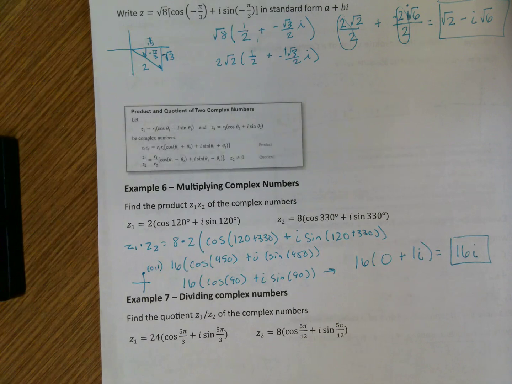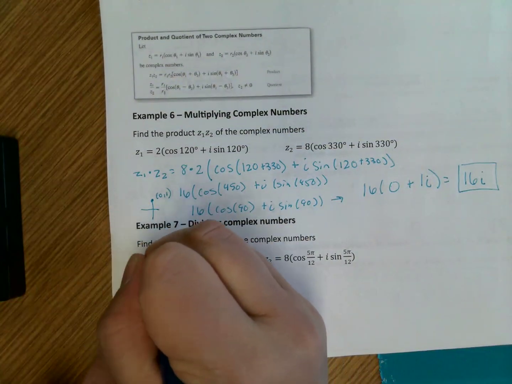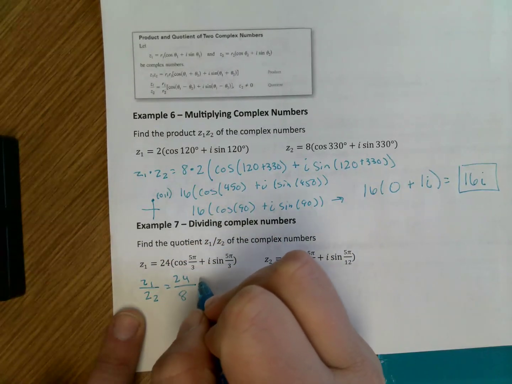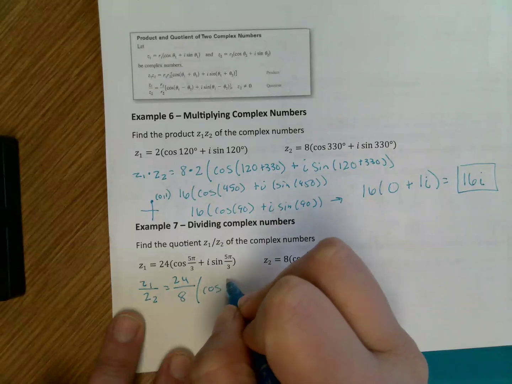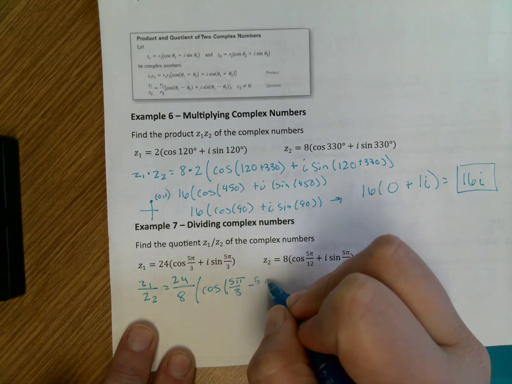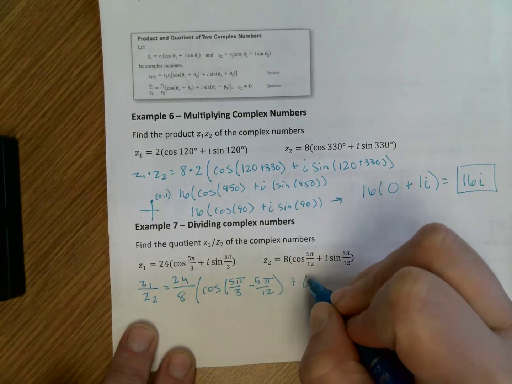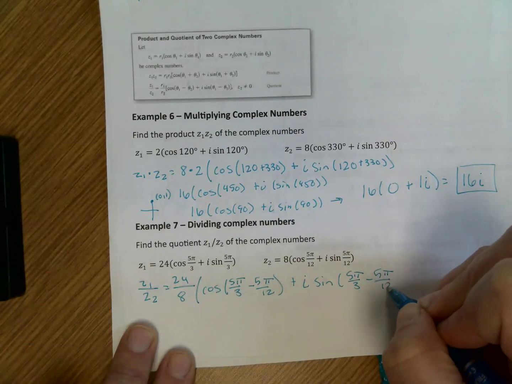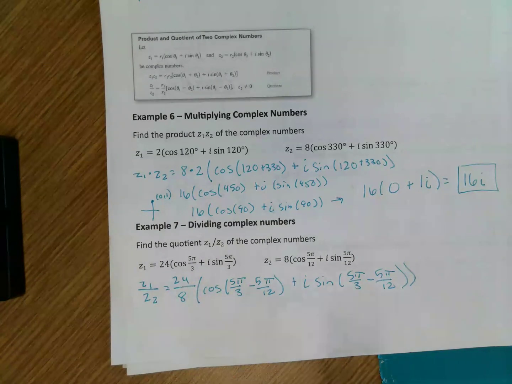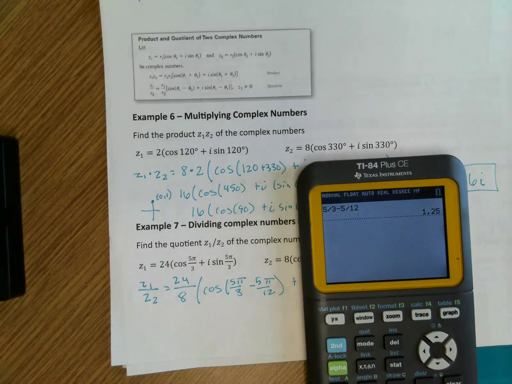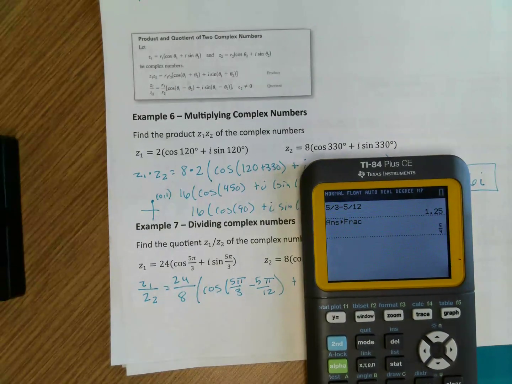Now if I look at the quotient, same type of thing here. We're going to do z1 divided by z2. So it's going to have 24 divided by 8. And then in our parentheses, cosine of whatever comes on top, in this case 5 pi over 3, subtract what was on bottom, 5 pi over 12. And we still have that i sine of 5 pi over 3 minus 5 pi over 12. If you're not good at subtracting this, you can use your calculator to help you. You could do 5 divided by 3, subtract. Notice how I'm not including the pi with it. That's some decimal. Change that to a fraction. So we have 5/4 pi.